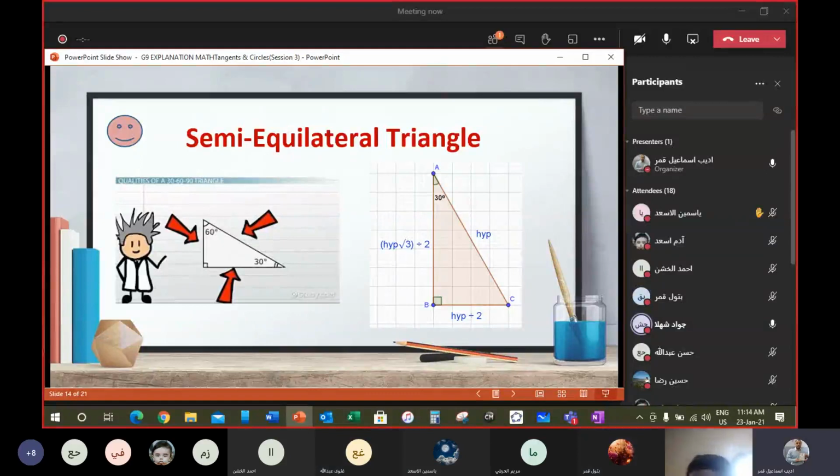Very good. فإذا كمان سجلوها نوت عندكم. In a semi-equilateral triangle, the side opposite to angle 60 degrees, اللي هي ال AB, is equal to hypotenuse times radical 3 all over 2.